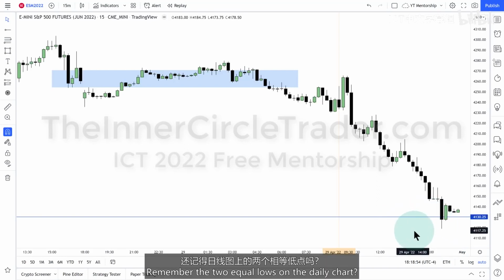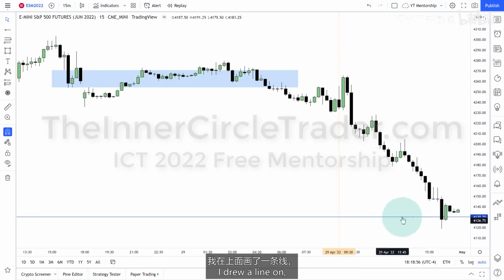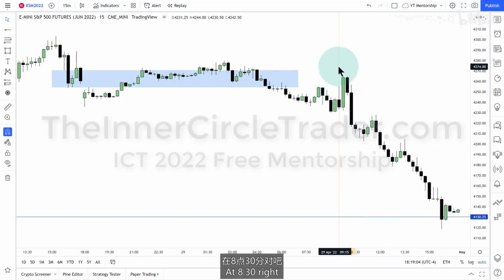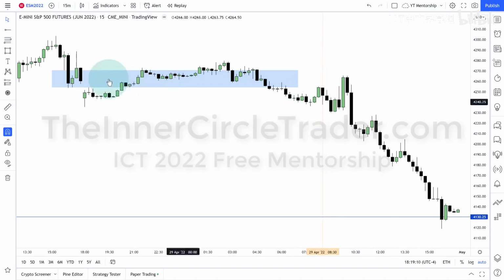Remember the two equal lows on the daily chart I drew a line on? That's what this is here. Okay, and it ran down into it today. At 8:30, right there, we're using the opening price.